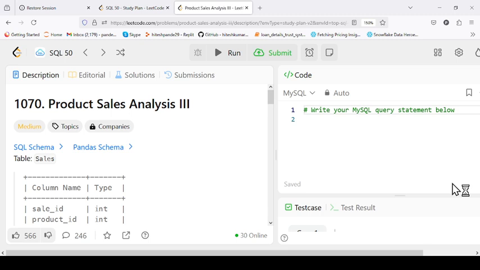Today we are going to solve a problem statement from LeetCode, SQL question number 1070, Product Sales Analysis III. It is a medium type of question. Let's see what the problem statement is.